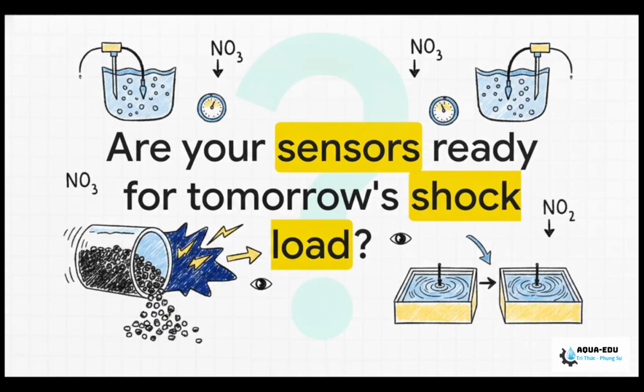Operating a biological treatment plant is a massive responsibility, brothers. So I'll leave you with this question to think about on your very next shift. A healthy plant requires constant vigilance, so are your online sensors freshly calibrated? And are your carbon sources ready for tomorrow's unpredictable shock load? Stay vigilant out there. Keep those basins balanced, and I'll catch you on the next explainer.